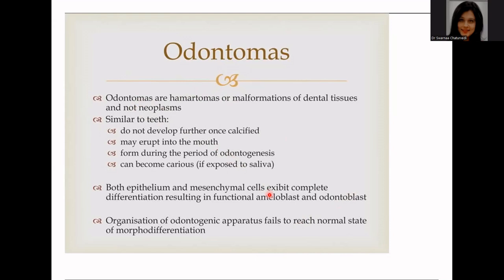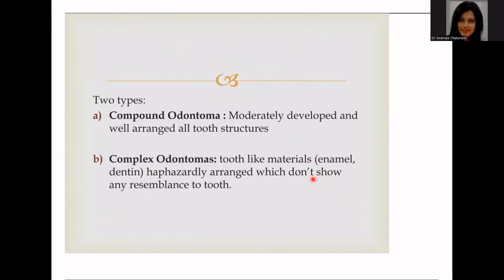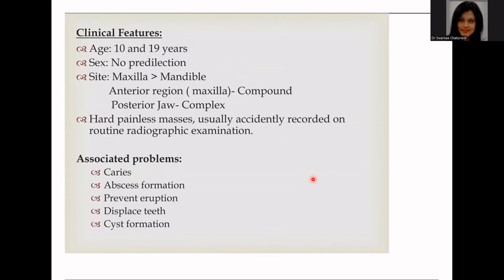Both epithelial and mesenchymal cells exhibit complete differentiation, which results in functional ameloblasts and odontoblasts. If the organization of the odontogenic apparatus fails to reach the normal state of morphodifferentiation, such lesions are seen. Now, this is classified into compound and complex odontomas. An easy way to differentiate between them: the odontoma which has similarity to a tooth is compound, and those which do not show any resemblance to a tooth are complex odontomas.